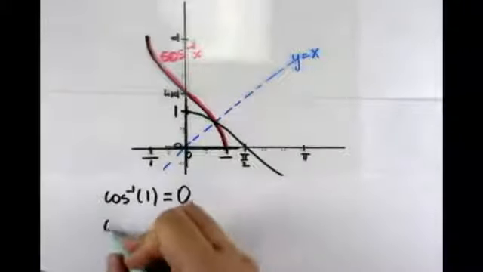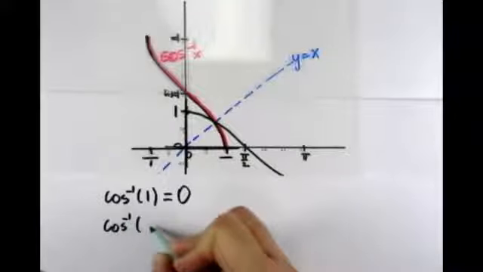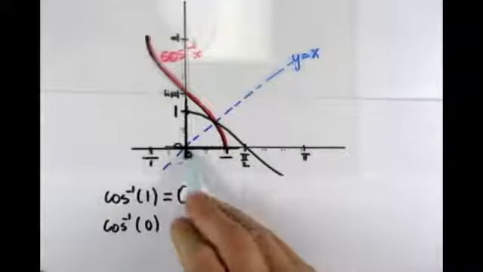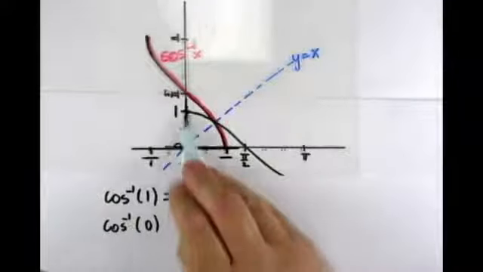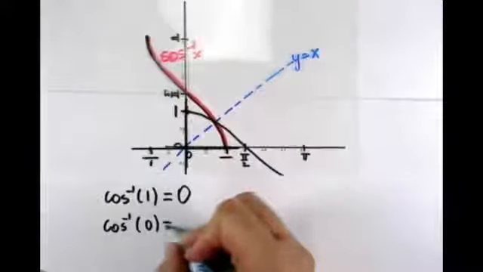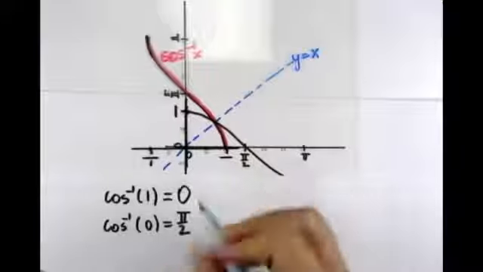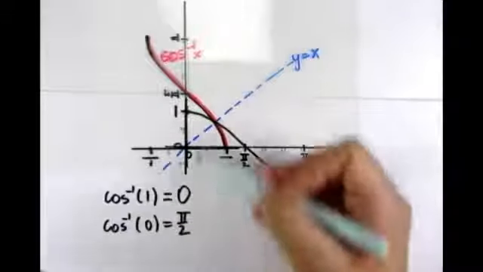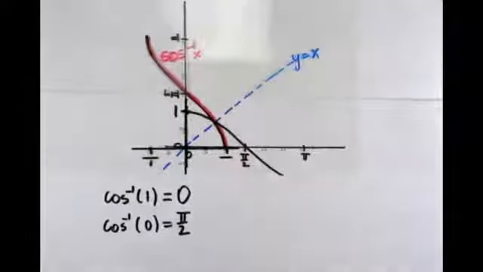And cos inverse at 0. What's the height of the red function? It's pi over 2. Basically, the x-axis will switch with the y-axis, and that's how we get the inverse.